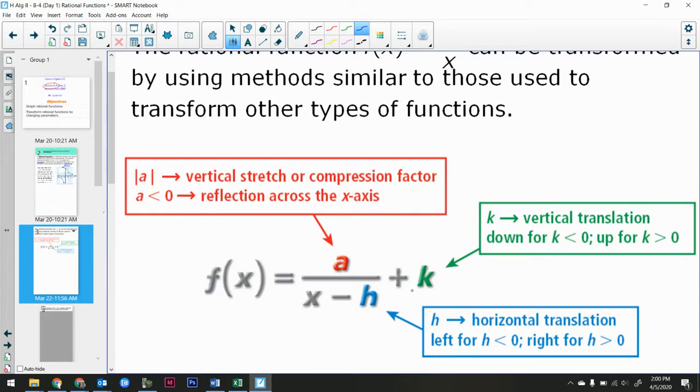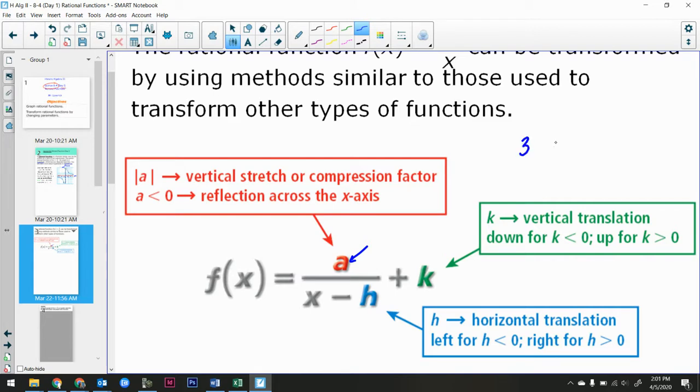So when I change this number on top, this a value, when I change that number, move it away from 1, that is a vertical stretch or compression. Vertical, again, is straightforward. If it's a stretch, it's bigger than 1. If it's a compression, it's less than 1. Why is that the case?